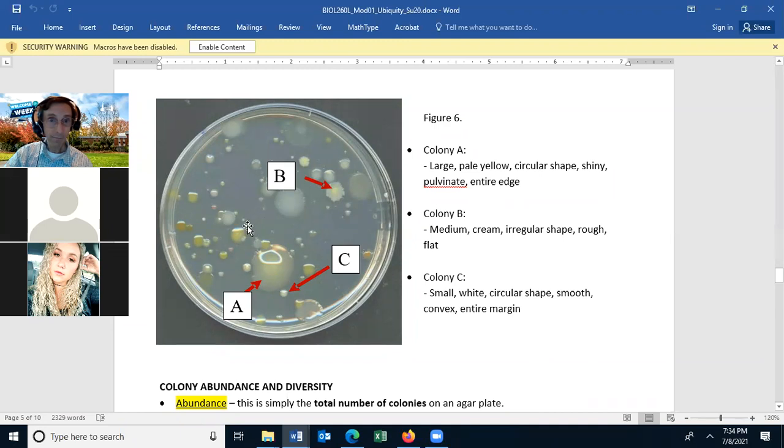Let me look. That one could be the same as that one. So let's say it's between 7 and 10 for the different types of colonies on this plate. As long as you're close to something like 7 to 10, I will okay it. Like if you say 5, you're a little bit low, but I'm not worried about it. But if you say 2, I'd say, that's wrong. There's clearly more than 2 different colonies on this plate.